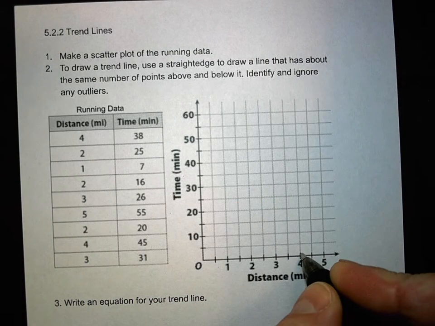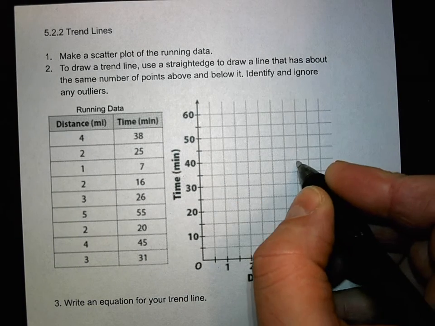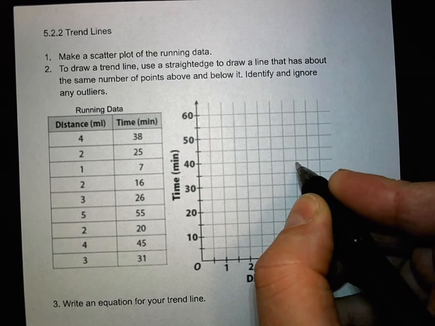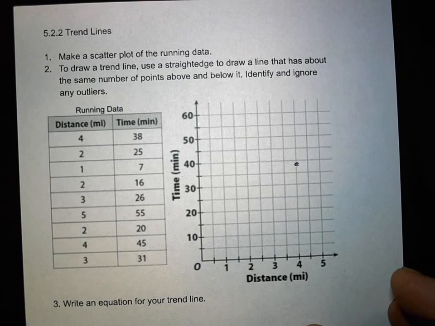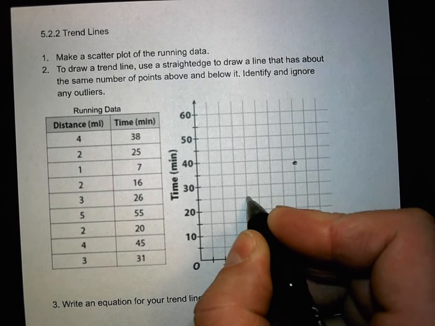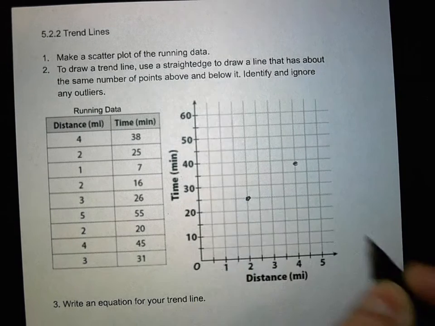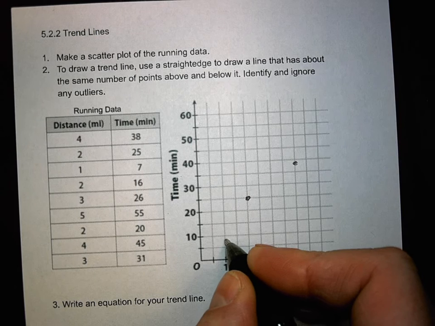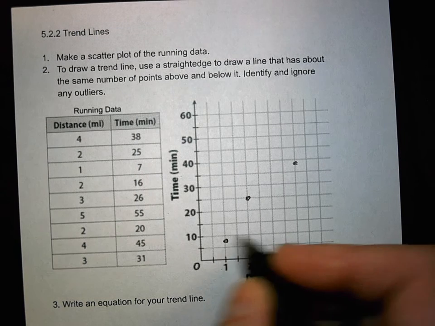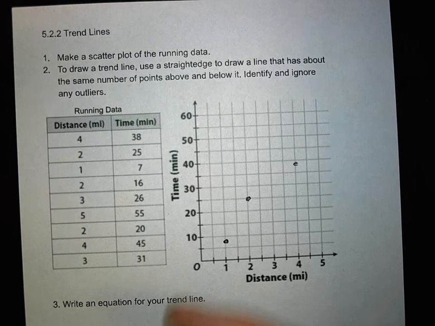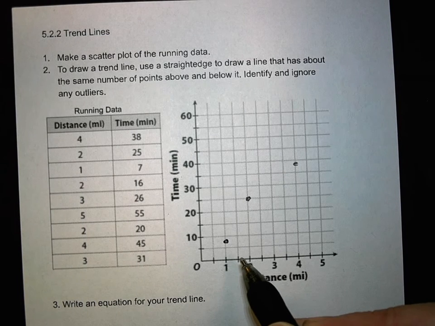That's 38 minutes. 4 miles ran in 38 minutes. Since each of these tick marks are 5 minutes, right? 38 somewhere around there. 2 miles took 25 minutes. That's more like me. 1 mile took 7 minutes. That's me if there's a bear chasing. Or somebody just told me cookies are ready. I will boogie if cookies are ready.